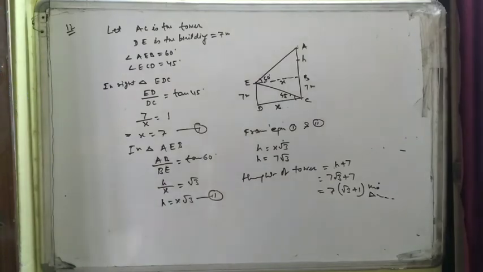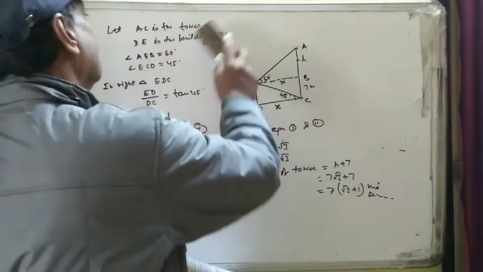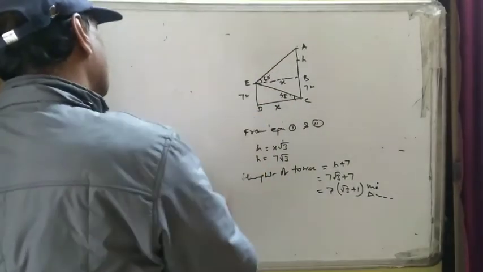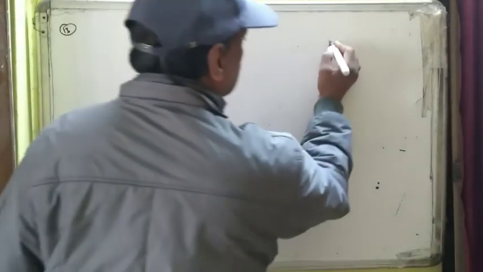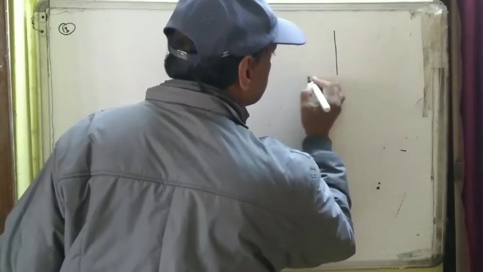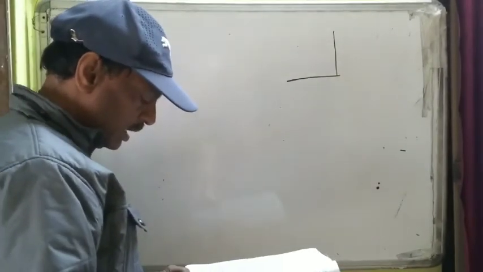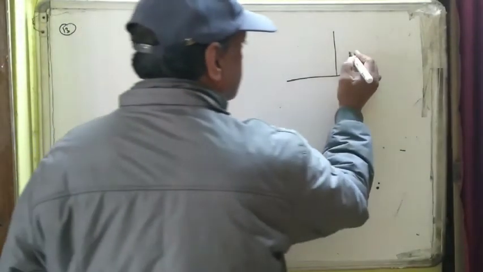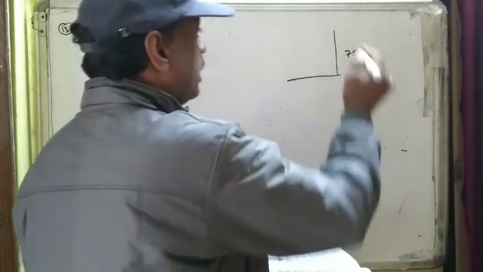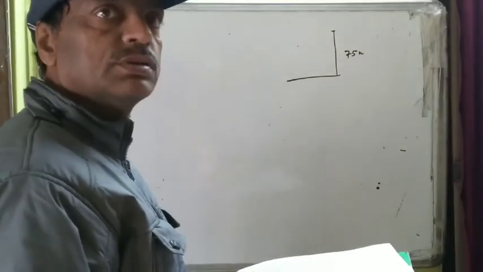In question number 13, it is given as observed from the top of 75-meter high lighthouse. So a lighthouse is there. So let us draw the lighthouse at first. So lighthouse is the vertical like this. This is the lighthouse. And question is, as observed from the 75-meter high lighthouse, this height is 75 meter, and we have to observe from this point, from the top of the lighthouse.